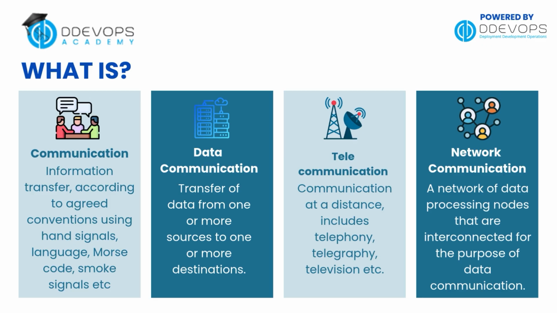Next is data communication. This refers to the transfer of data from one or more sources to one or more destinations. Then we have telecommunication. It is communication that happens over a distance. Examples include telephony, telegraphy, and television. And finally, network communication. This is a network of data processing nodes that are interconnected for the purpose of data communication.